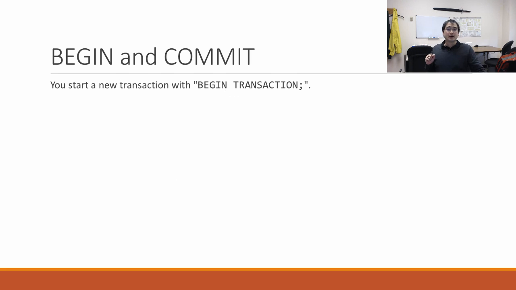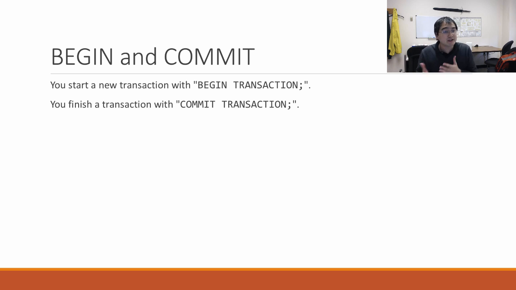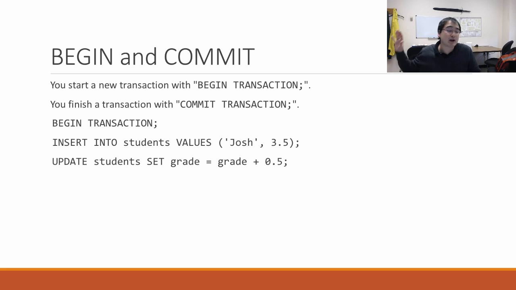Okay, so what's the actual notation for this? Well, you begin a transaction with the begin transaction statement. You finish a transaction with the commit transaction statement. So what does this code look like? You have begin transaction, you have your inserts and updates, deletes and reads and so forth, the normal SQL statements in between. Then you have your commit transaction. That's an entire transaction right there.